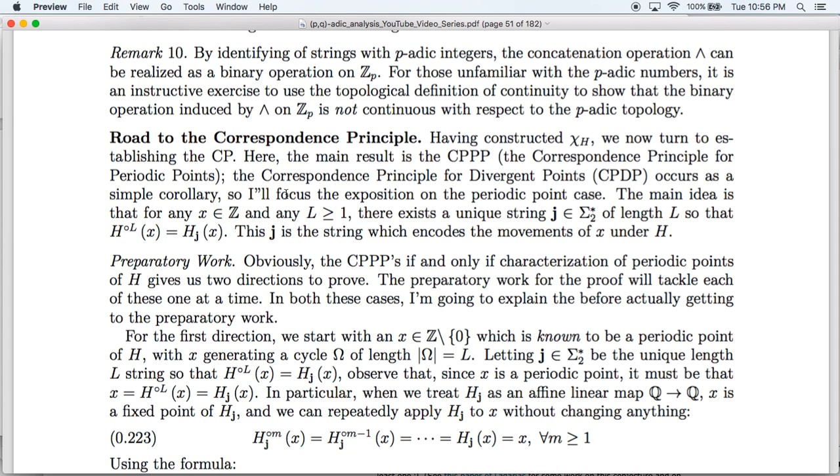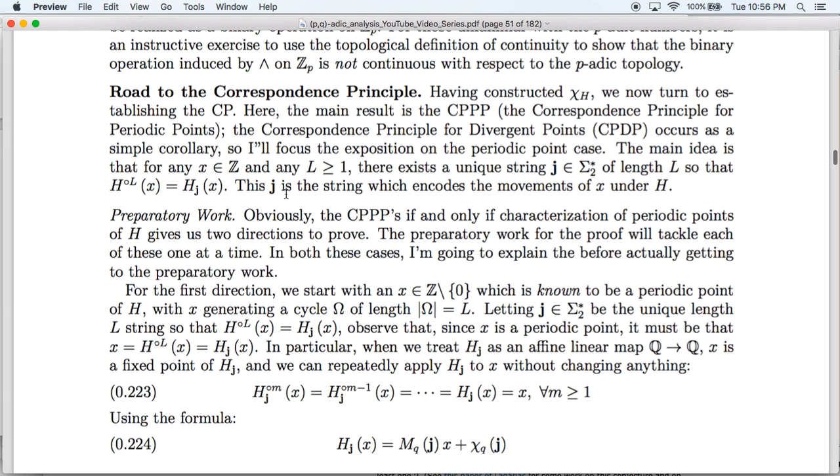The preparatory work for the proof will tackle each of these one at a time. In both of these cases, I'm going to explain what we're going to do before we actually get to the preparatory work. So for the first direction, we're going to start with a non-zero integer x, which is known to be a periodic point of h, and it generates a cycle big omega of length L.